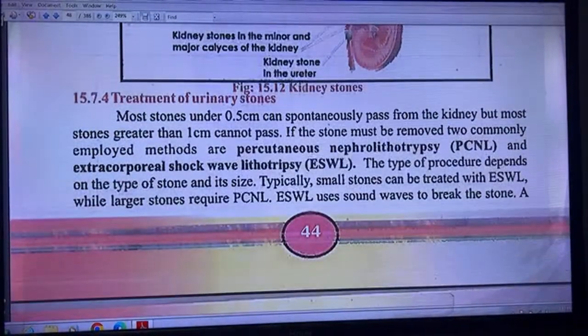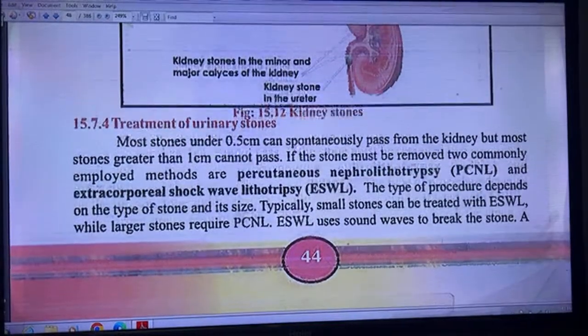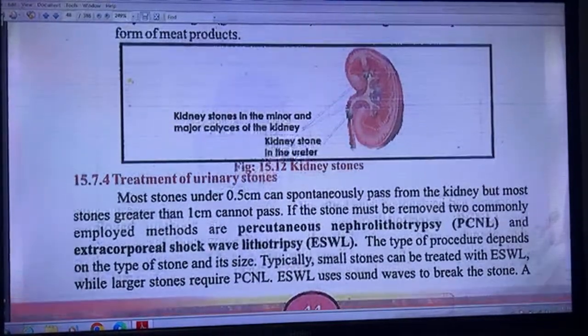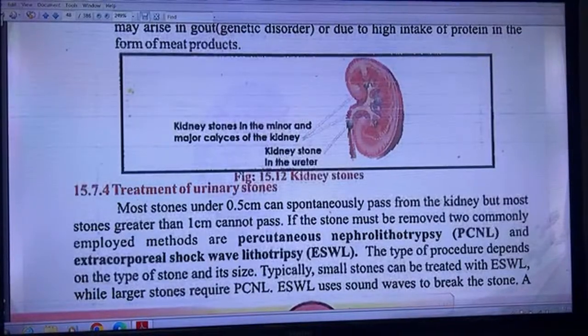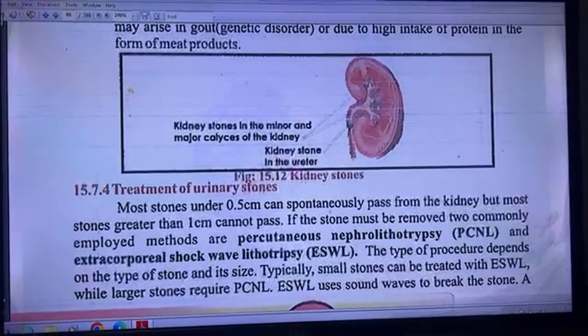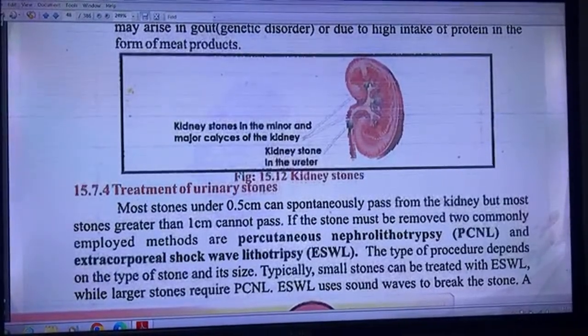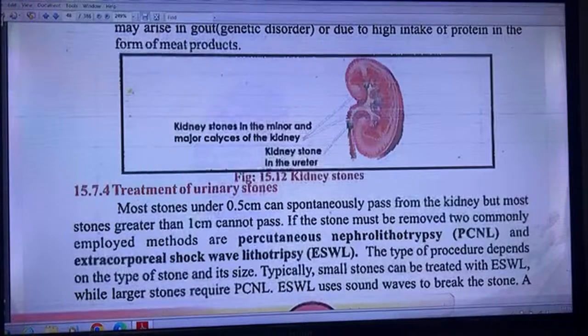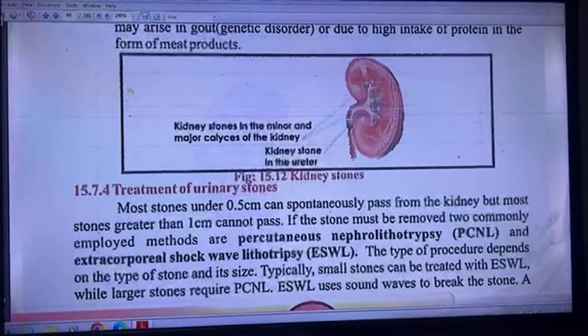Treatment of urinary stones. Most stones under 0.5 centimeter can spontaneously pass from the kidney, but most stones greater than 1 centimeter cannot pass. If the stone must be removed, two commonly employed methods are percutaneous nephrolithotripsy and extracorporeal shock wave lithotripsy. The type of procedure depends on the type of stone and its size.